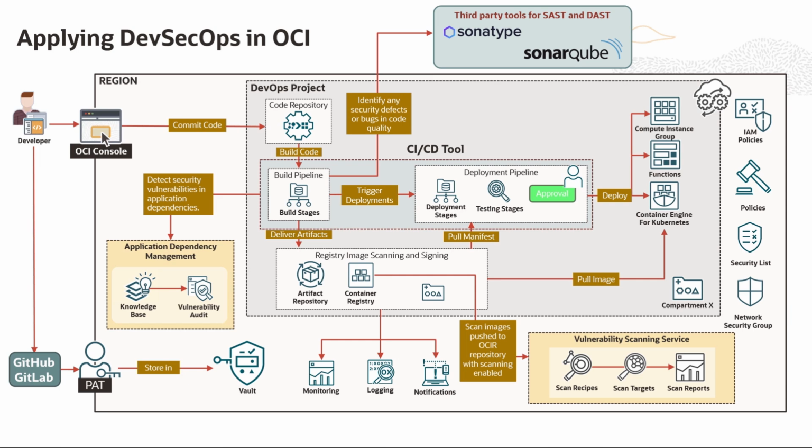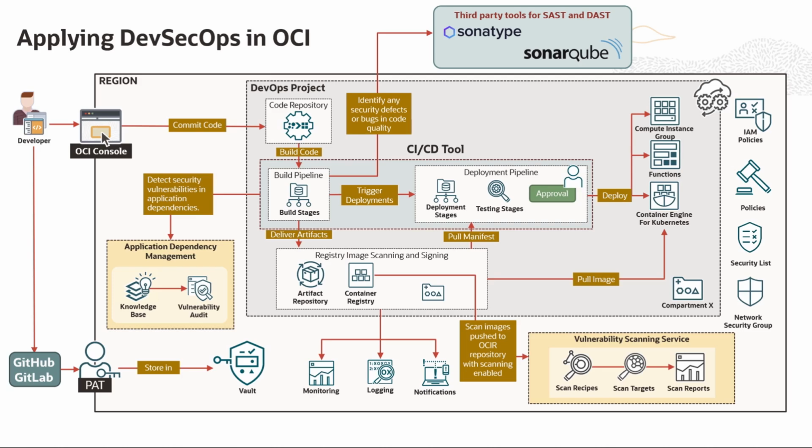Once the deployment pipeline has been approved, the application and code are deployed to the production environment of the OCI platform. The deployment can be done on various OCI platforms such as compute instances. Now, this includes both virtual machines and bare metal instances. To ensure that our deployments to compute instances, Container Engine for Kubernetes, also known as OKE, and OCI functions are secure, we can take several steps.